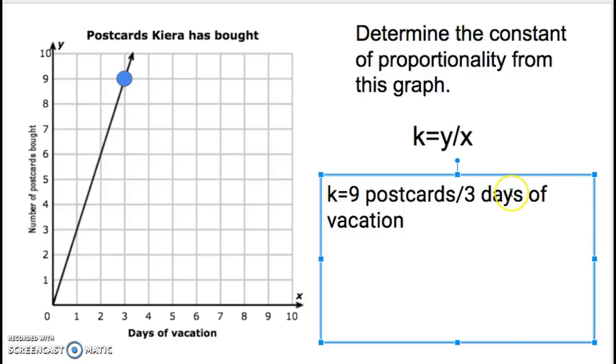Now remember, with constant of proportionality, we want to know what k is when we have a denominator of 1, so per 1 day of vacation. So if I simplify this, I get k is equal to 3 divided by 1, or k is equal to 3, which is telling us that Kira purchased 3 postcards per 1 day of vacation.